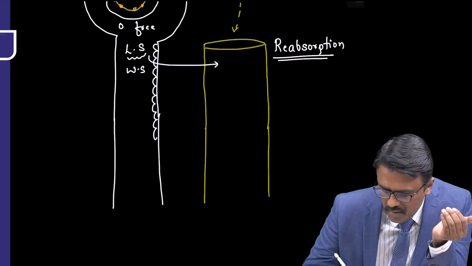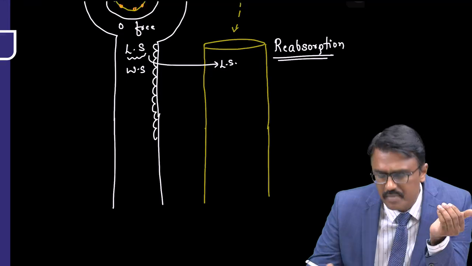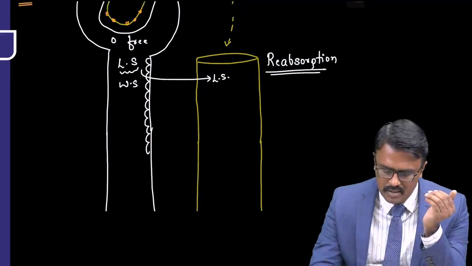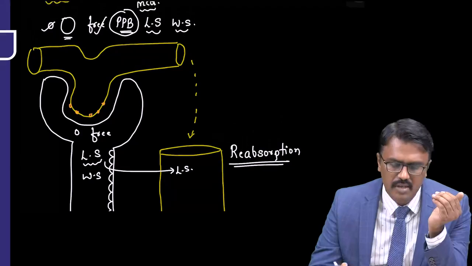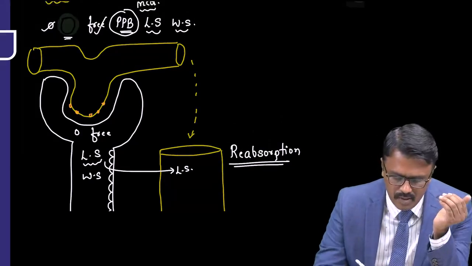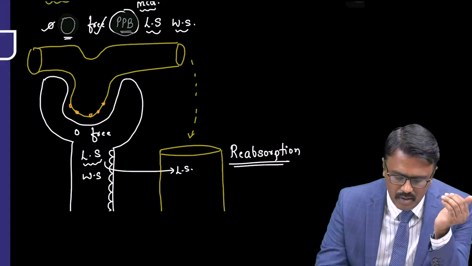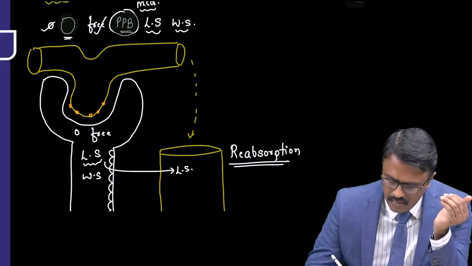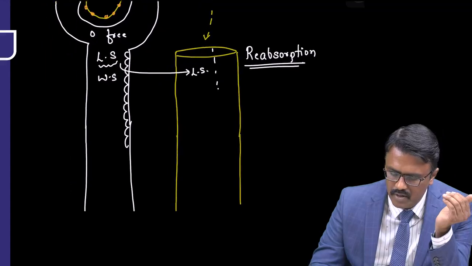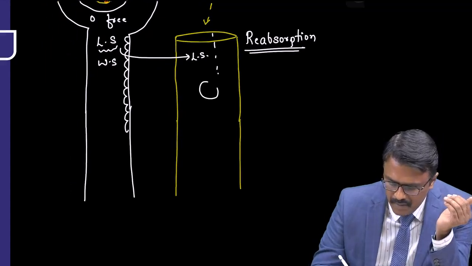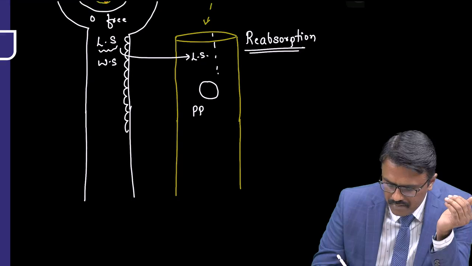So lipid soluble drugs can again undergo reabsorption. Okay. Sir, what about the drugs which escape the filtration? The big size, the plasma protein bound drug, what happens to them? They again come to the peritubular vessels, the big size one, the plasma protein bound drug.